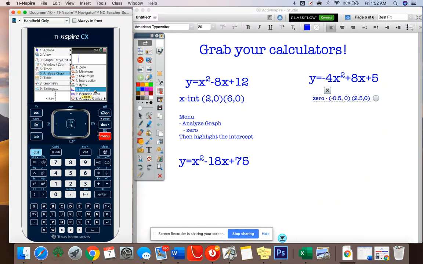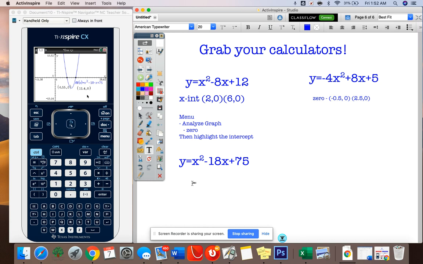So we've hit menu again, Analyze Graph, and we're going to go to zero. Highlight and identify your x-intercept, then repeat the process. Menu, Analyze Graph, zero. Highlight, identify the x-intercept. This time we have two very clear decimals, 6.55 and 11.4, as our x values or our zeros. So you would now have your answers to this third equation.